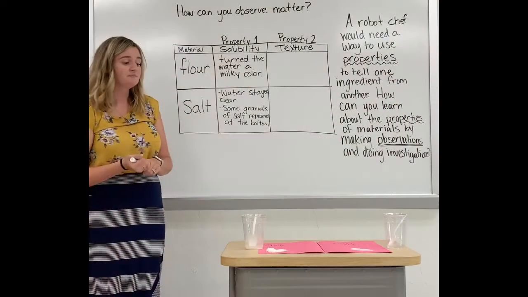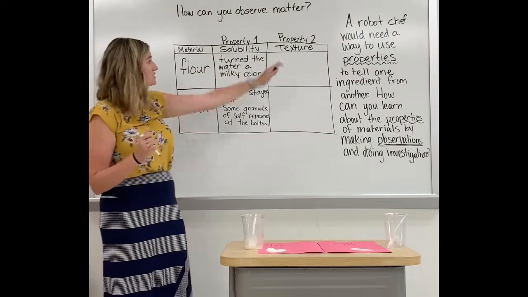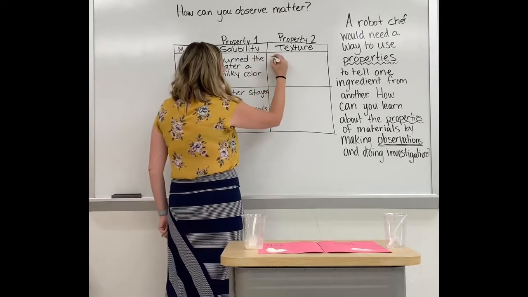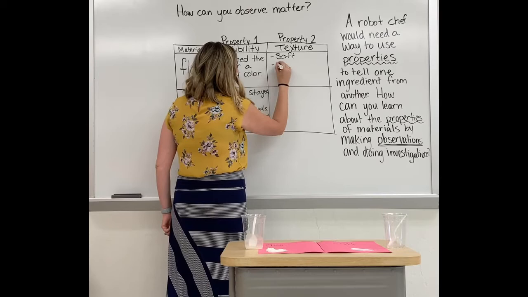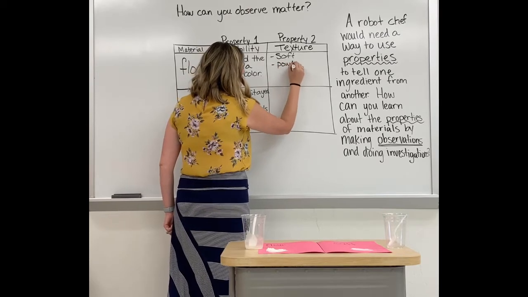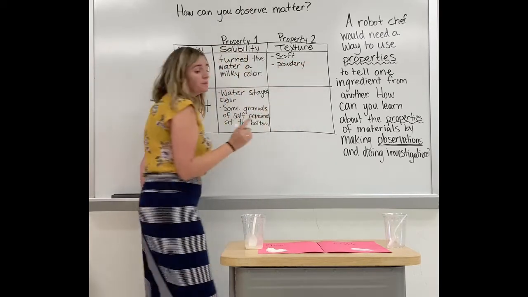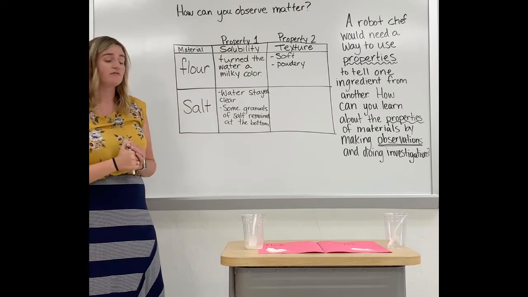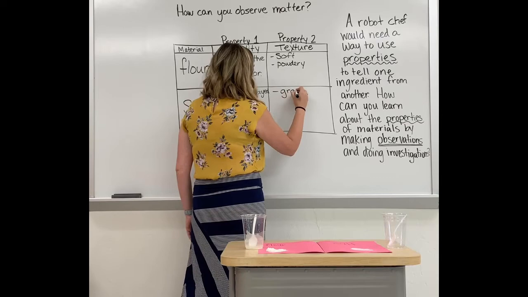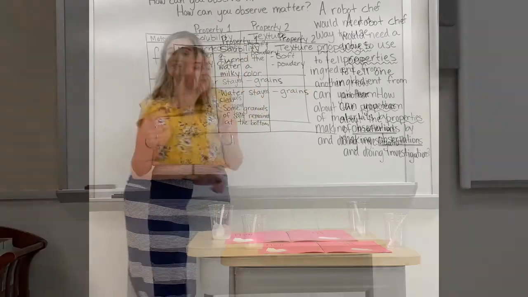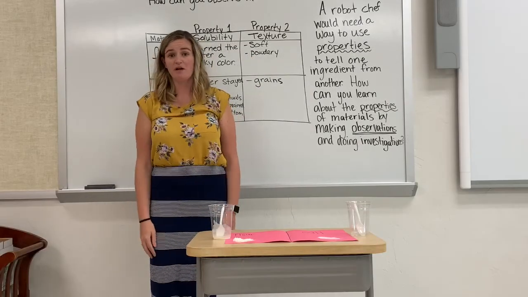Time to record. So when we looked at the texture of flour, we said it looked soft and powdery. When we looked at the texture of the salt, we said it looked like grain. Now it's your turn. Answer the question on the following slide.